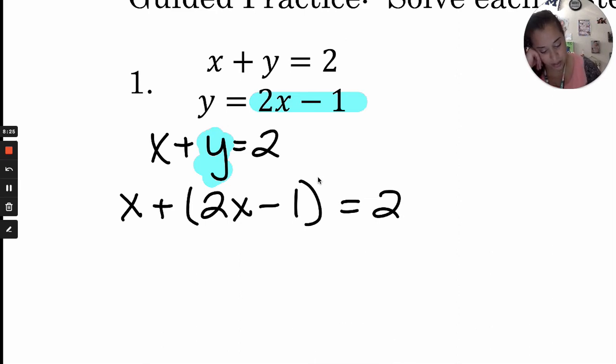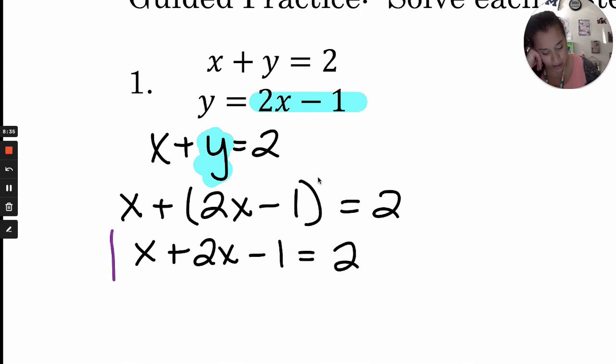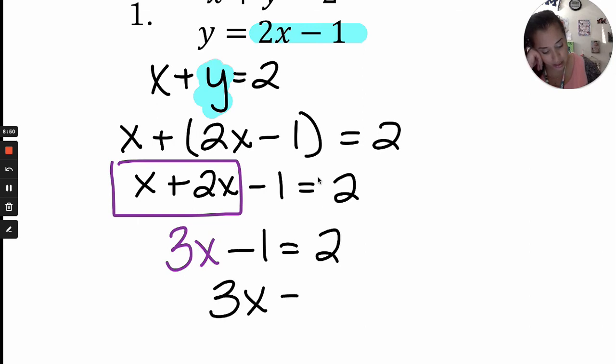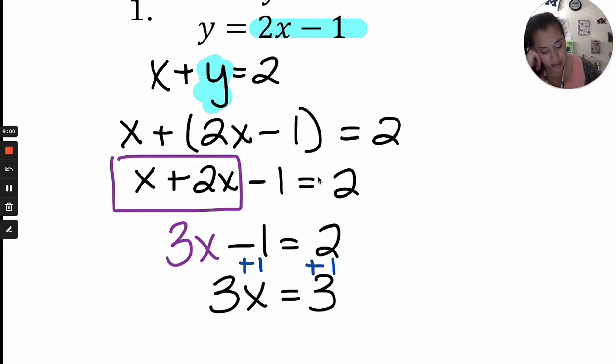There's nothing to distribute, so we're going to combine like terms. X plus 2x minus 1 equals 2. So when I combine my like terms, these are the two x's that I have. And so when I combine these two things, x plus 2x is 3x minus 1 equals 2. 3x equals 3. So I added 1 to both sides. For those of you who are like, what did she do? I added 1 to both sides. So that's how I got that.